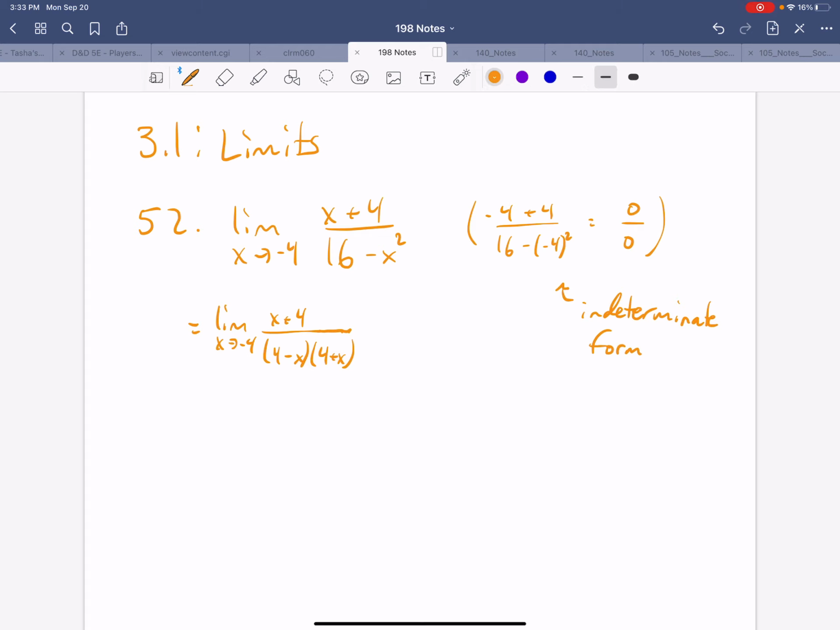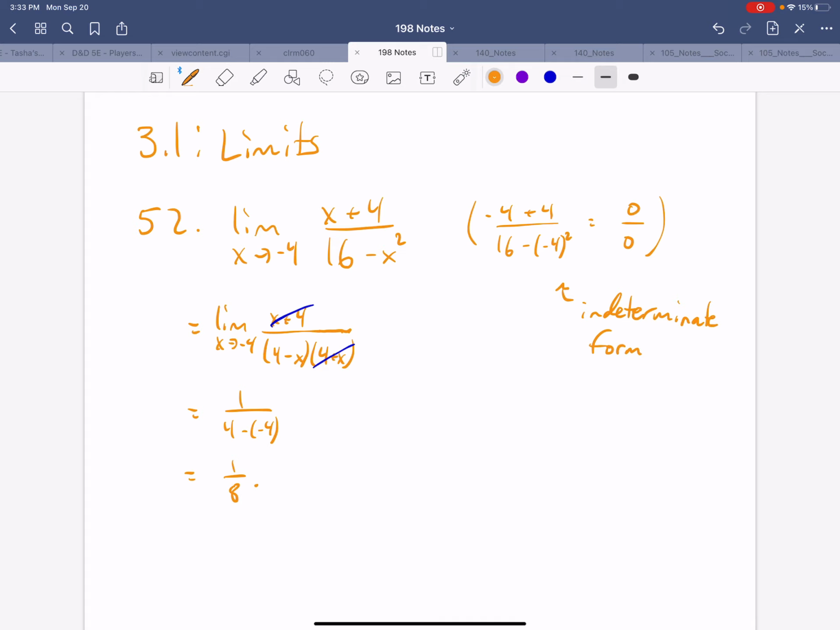Okay? But anyway, we have this, and now we see the magic happens, right? Because x plus 4 and 4 plus x are the same thing, and now we just solve it, right? 1 over 4 minus negative 4 is better known as 1/8. Done. That's it, right?